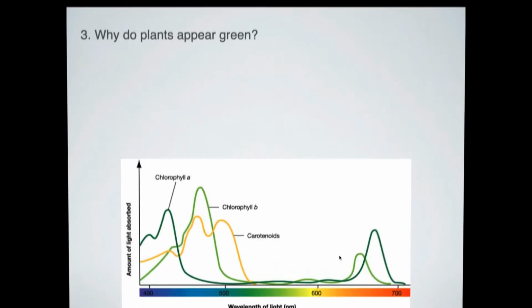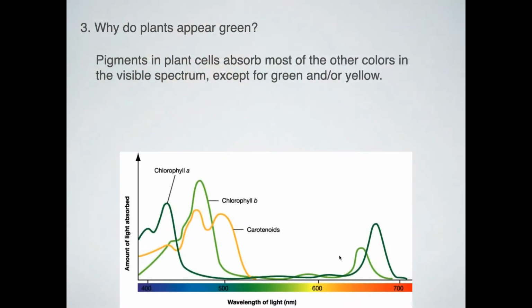And so the main question that people tend to have is, why do plants appear green, right? Well, the first thing you need to know is that pigments in plant cells absorb most of the other colors in the light spectrum. So you can see there's this big dead area right where we have green and we have yellow. And then there's a little bit of increase here, but it's almost entirely dead where green is. And that is the reason why plants appear green.